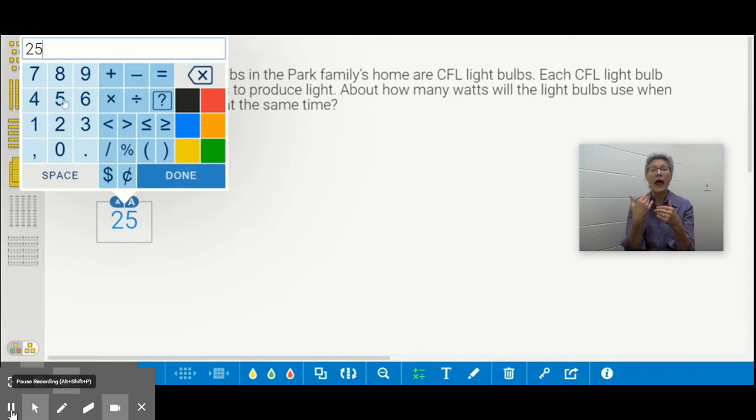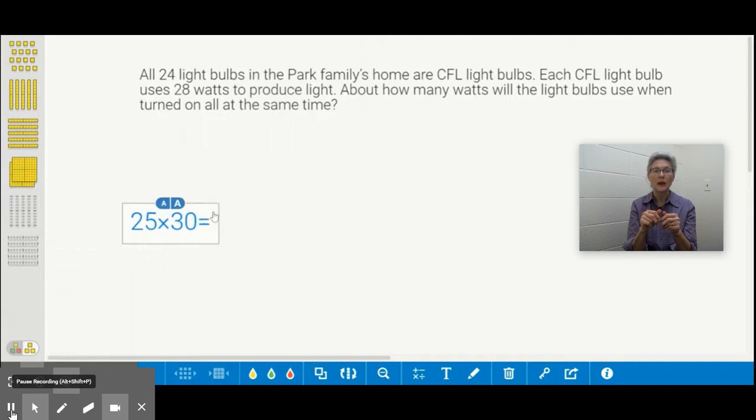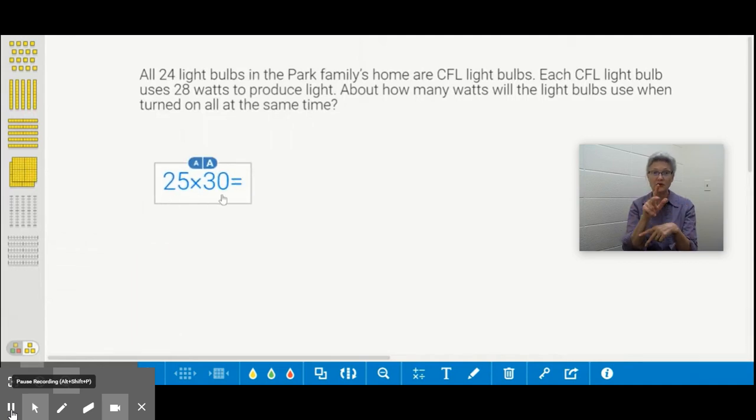So I have 25 times, I'm going to round 28, the number of watts in each light bulb, to 30. It's between 20 and 30, but it's closer to 30. So here's my estimation equation, 25 times 30.